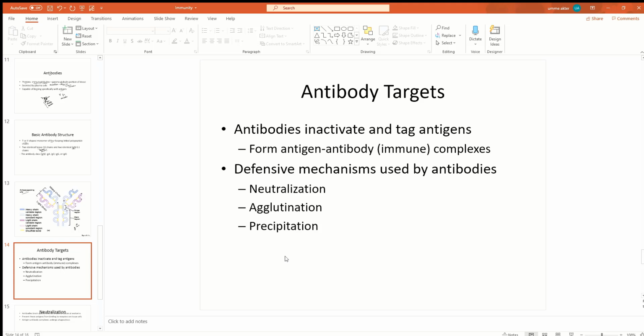Now, once the antigen antibody complex is formed, three common ways the antigen antibody complex neutralizes, inactivates or destroys the antigens, or enemies. One is by neutralization, another is by agglutination, and another is precipitation. However, there are other methods to destroy the antigens, but these are the common methods. So let's see.